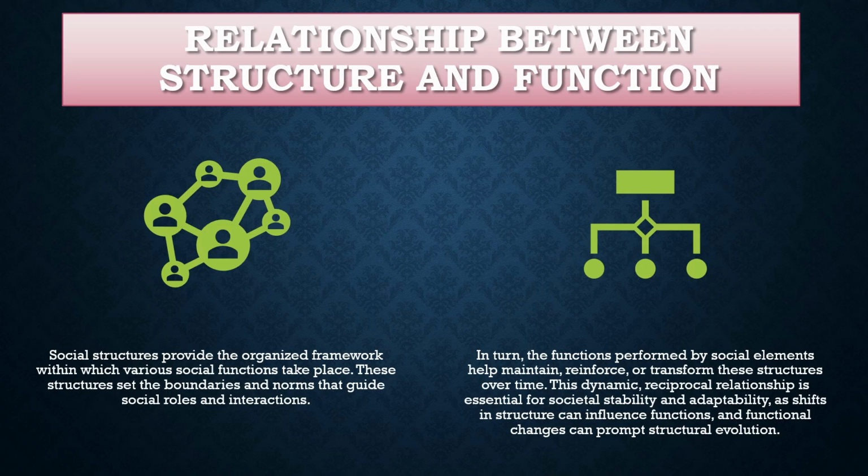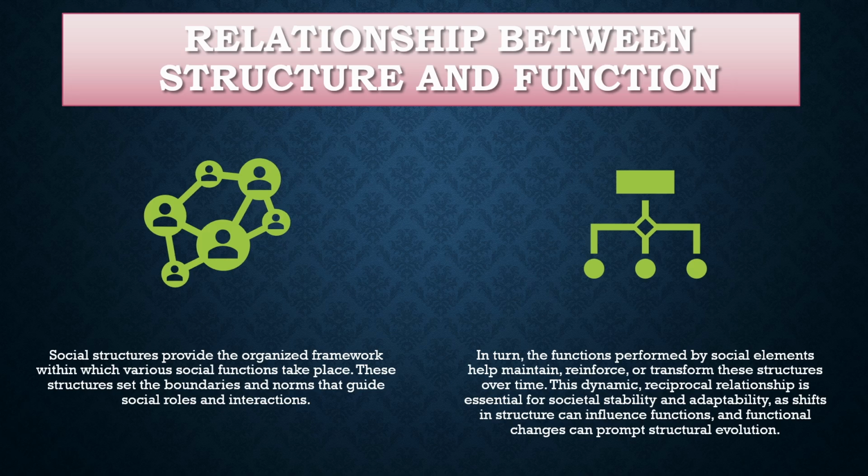Now let's understand how structure and function influence each other. They work in a continuous, dynamic relationship. For instance, laws, or a structure, are created to serve specific functions, such as maintaining order and safety. When these laws succeed, they reinforce stability. If they fail or are changed, society adapts and shifts.